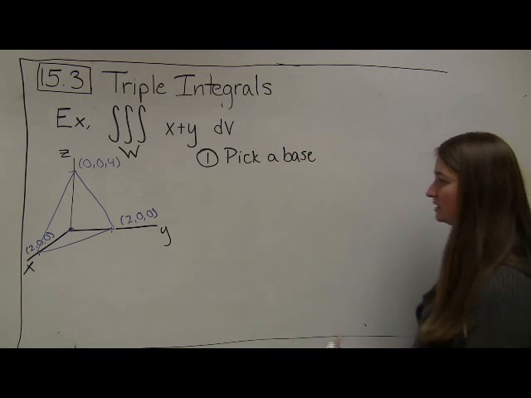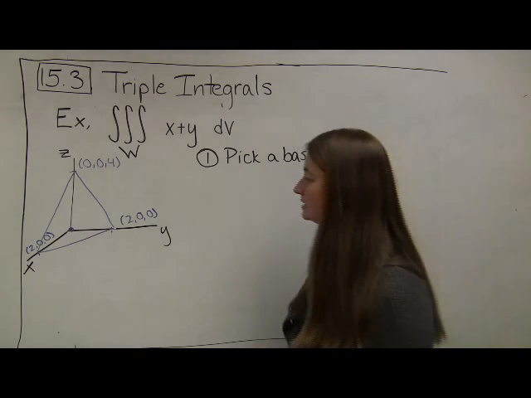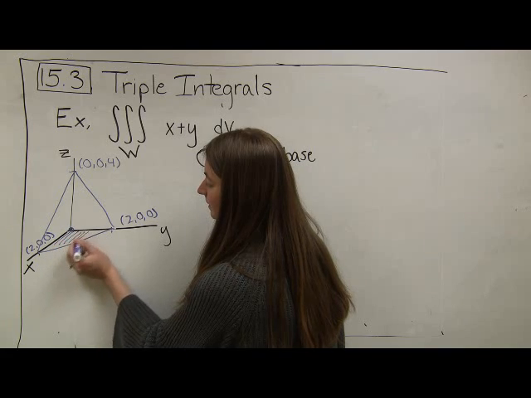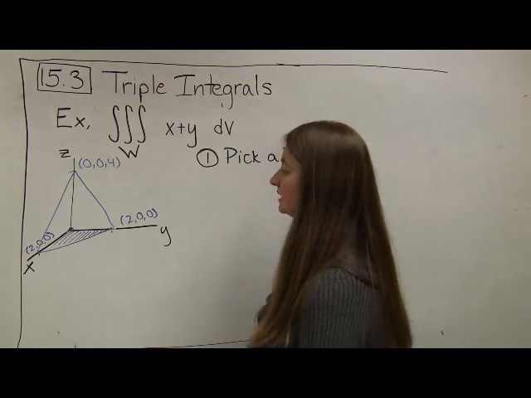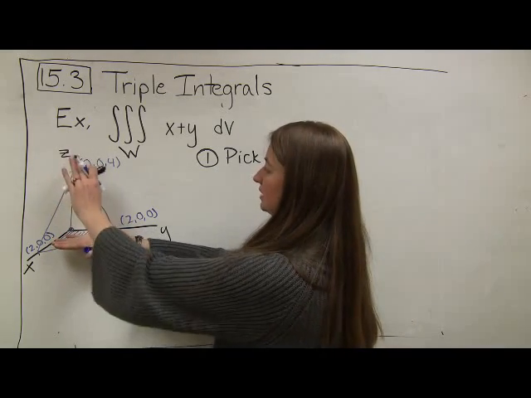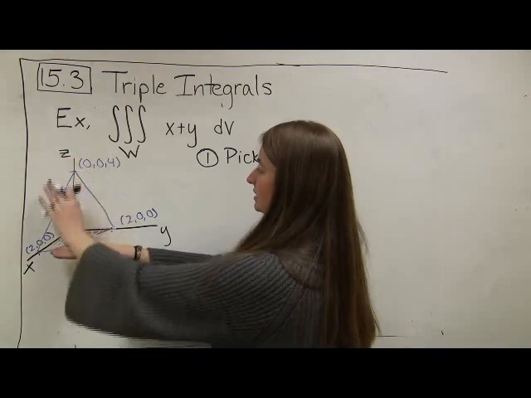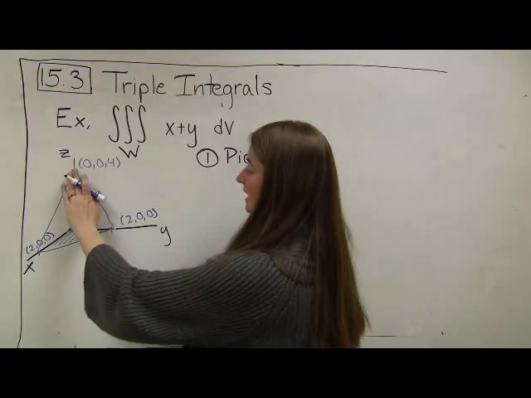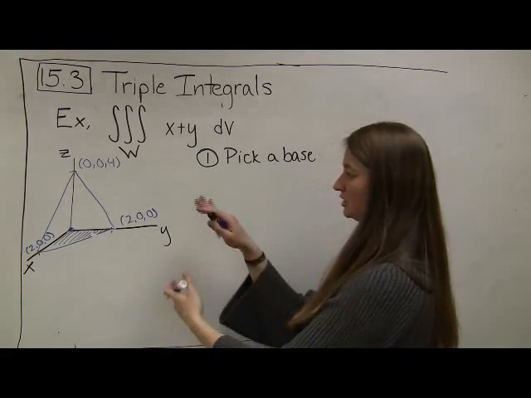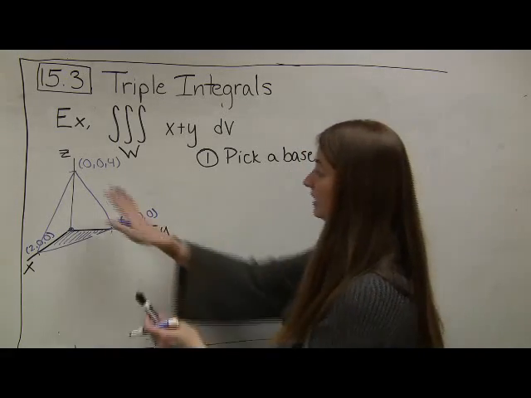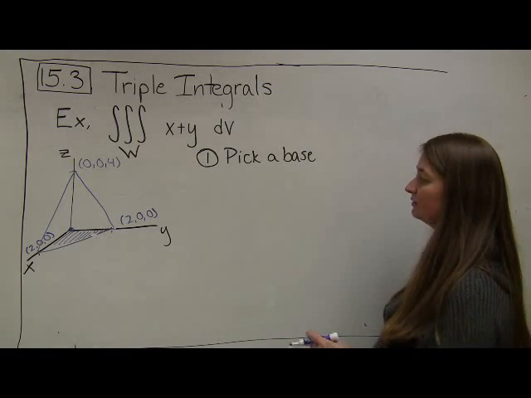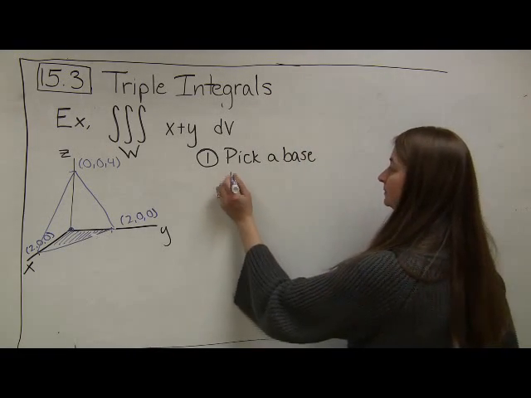But for this time through, I'm going to let my base be down in the xy plane. Visually, that's something that makes sense for me. So I'm going to think of this as the bottom of my tetrahedron. And then I'm going to think of the top of the tetrahedron as some function of x, y, and z. And in this case, the top of this is going to be the function that's the plane, right? We have this plane that's angling downwards. So once I pick a base, I'm going to find the bounds for this base.